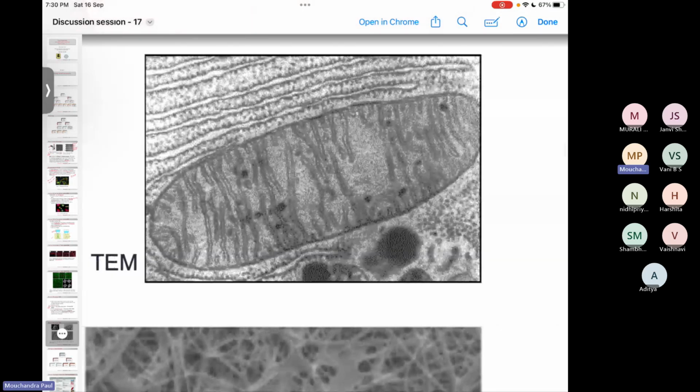Similarly, this is a mitochondria that is present inside the cell. And through TEM, transmission electron microscope, where the electron beam is made to pass through a cell, you are able to see the organelle mitochondria and how it looks.